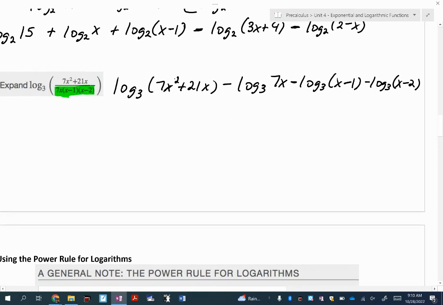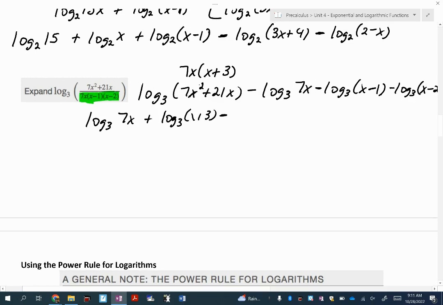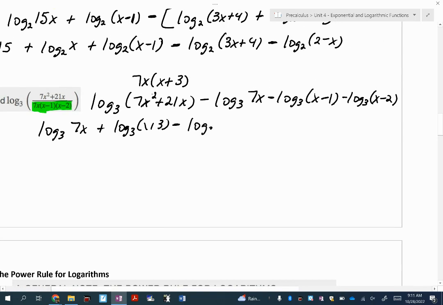Now, what I notice is this argument here can be factored as 7x times x plus 3. So I'm going to expand that to be the log base 3 of 7x plus the log base 3 of x plus 3, and then minus log base 3 of 7x, minus log base 3 of x minus 1, minus the log base 3 of x minus 2.